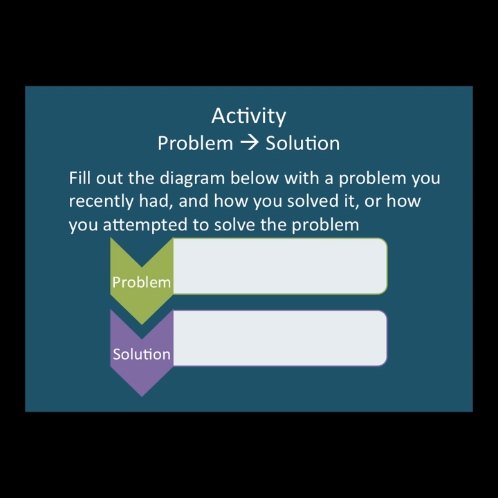As we go through a day, we encounter many problems. In order to solve our problems, we devise a solution. Today, you're going to write down one problem you recently had and what solution or solutions you came up with.